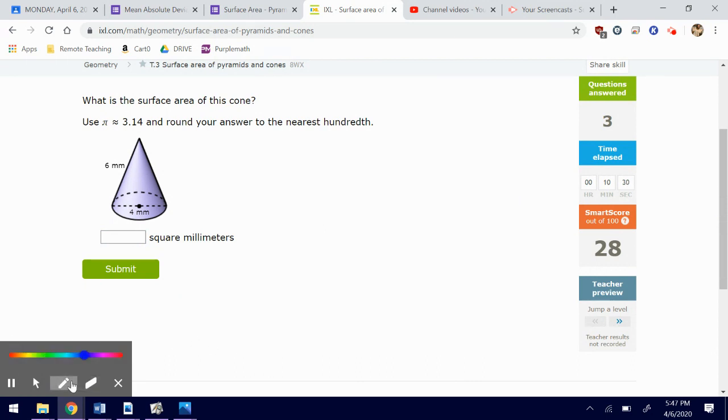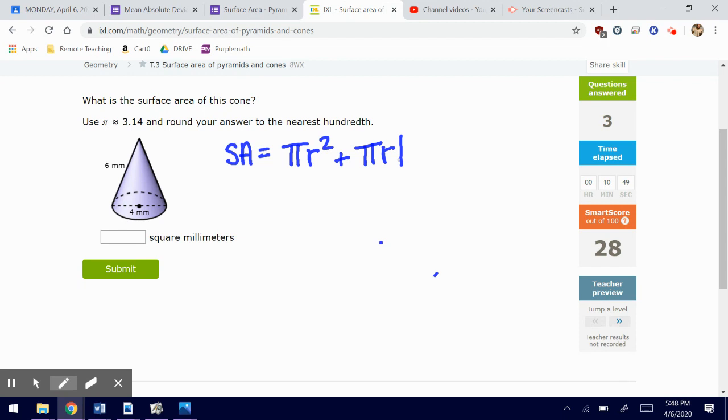All right, so here we are at a cone. So I'm using the same formula that I've just used the past 2 times. So surface area equals pi r squared plus pi r L. I need to find my R, which stands for radius. So this time, my measurement goes from edge to edge of the circle. It goes all the way across. That's the diameter. That's not the radius.